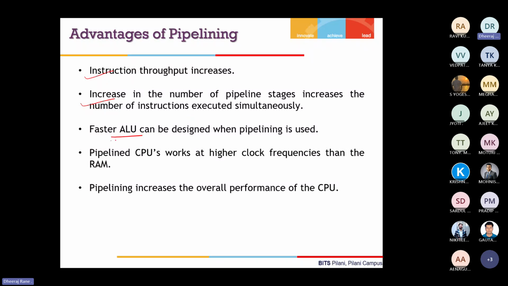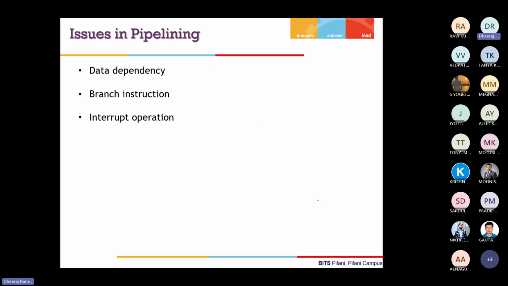And a faster ALU, that is the arithmetic logical unit, can be designed where the results of the arithmetic can be derived faster. And obviously, pipelined CPUs work at a higher clock frequency than RAM. That's quite obvious, and it increases the overall performance of the CPU.